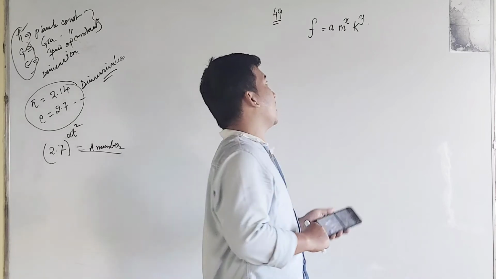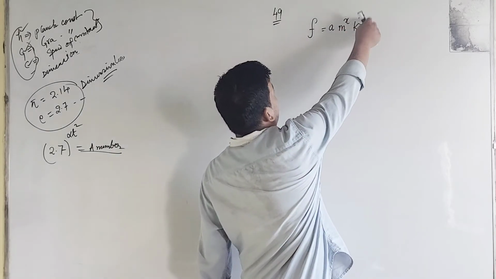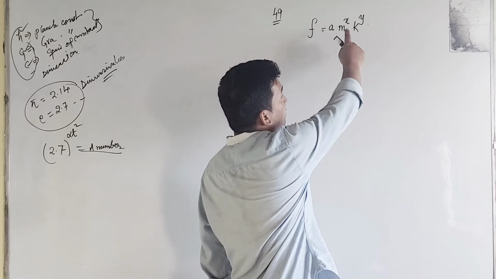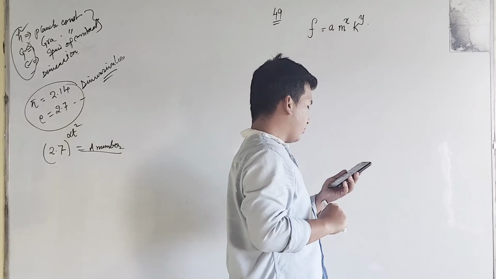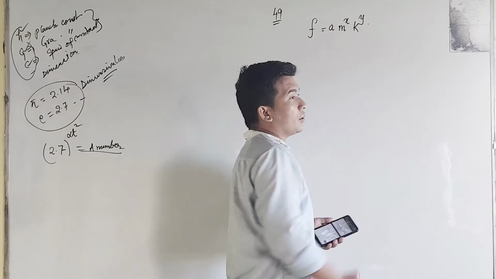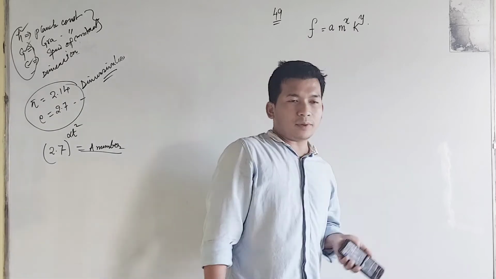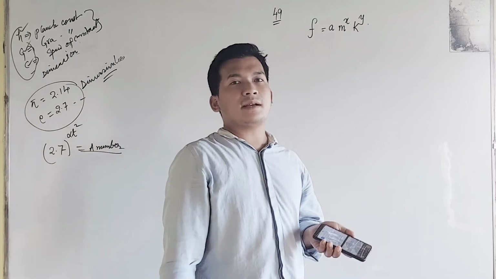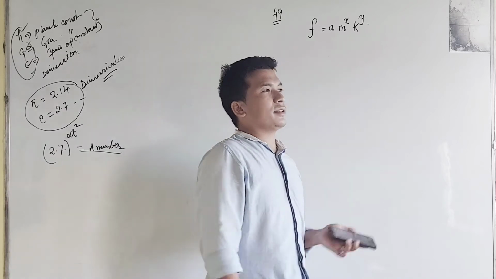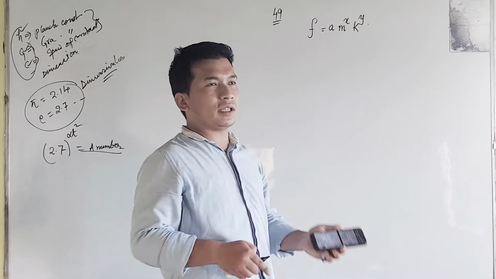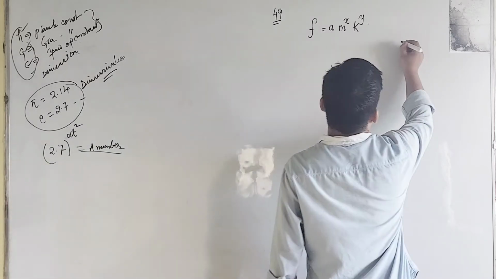That means we have to find out the values of x and y, and here it is given that m stands for the mass and k stands for the spring constant. What is the easiest way to calculate such a question? This is the famous equation. Here we can consider it like this.